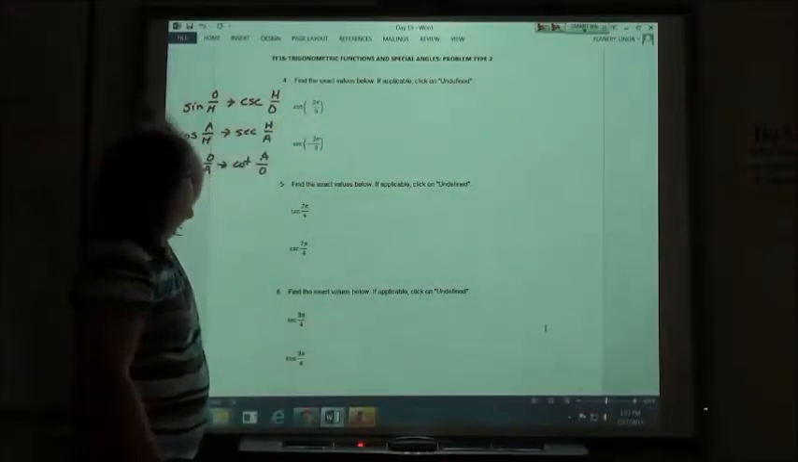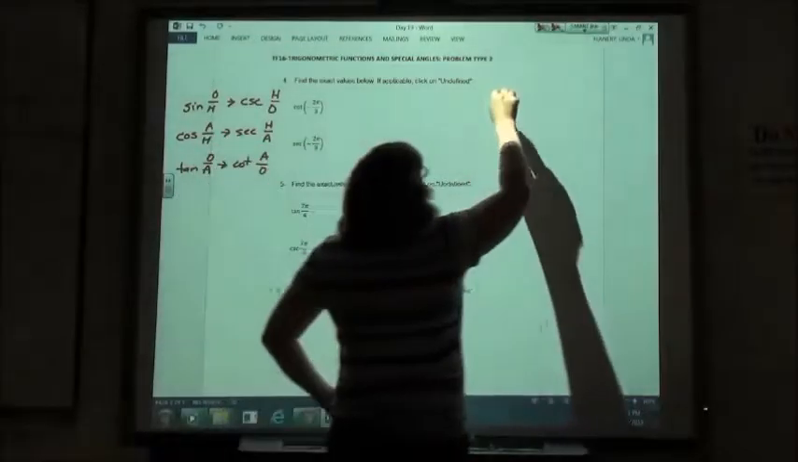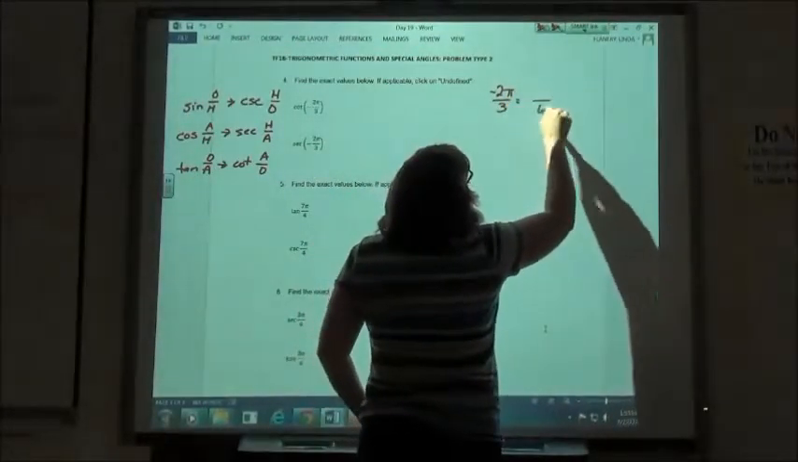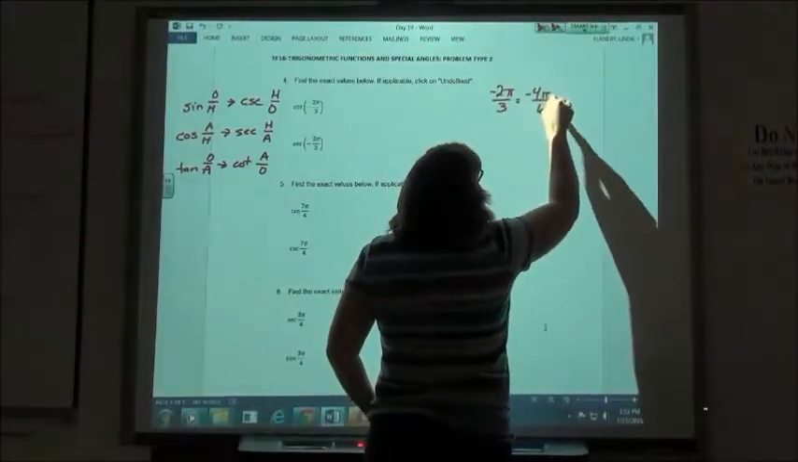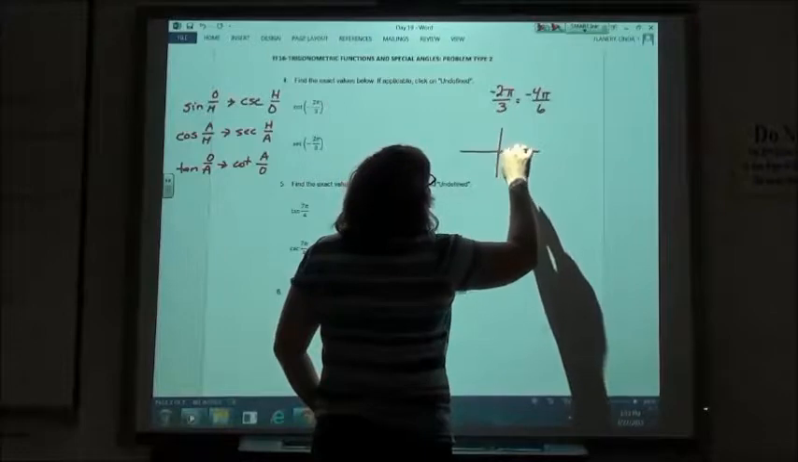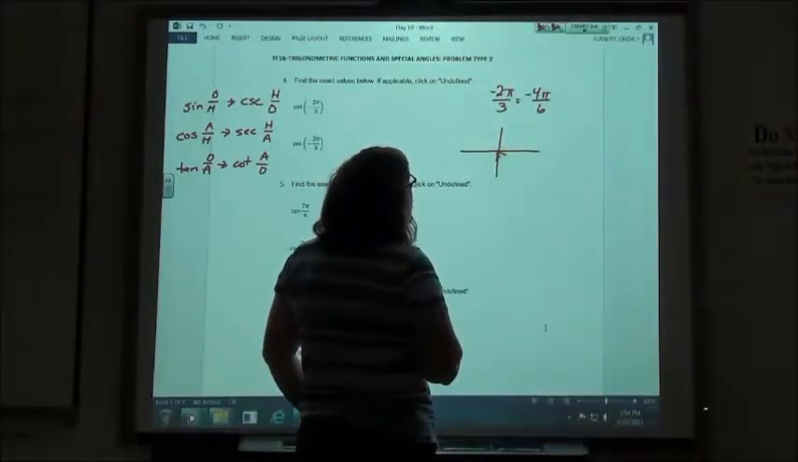So here we want to find the cotangent of negative 2 pi over 3. Negative 2 pi over 3, if I change it to over 6, would be negative 4 pi over 6. So if I go negative, 1 pi over 6, 2 pi over 6, 3 pi over 6 would be right on the line.